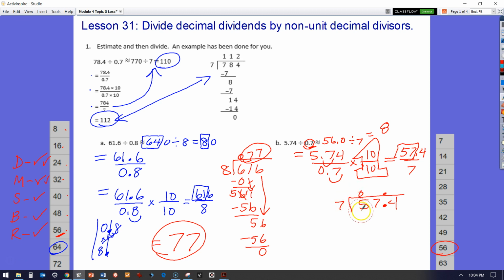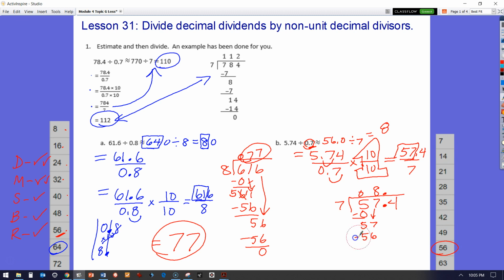So 7 times 0, 0, 5 minus 0, 5. Now my 5 tens, when I bring down the 7, is going to become 57 ones. Well, can I divide 57 ones by 7 people? Yes. 1, 2, 3, 4, 5, 6, 7, 8. And you see this 8 is already there in my ones place. 8 times 7 is 56. I like to list those multiples out.